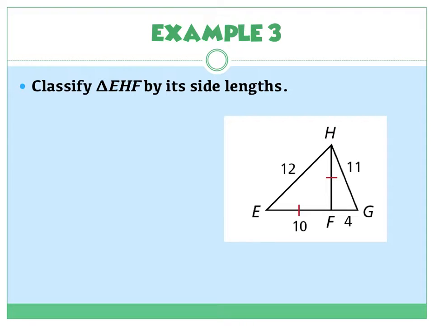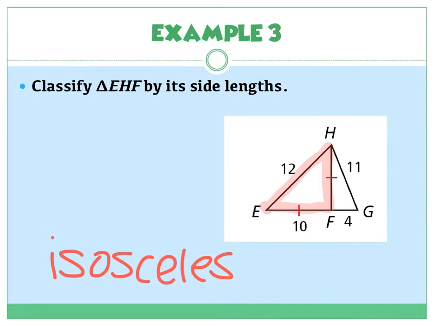Okay, so 3 is EHF. So EHF is this triangle here. How would we classify that? Isosceles. This is where you get tested on your spelling skills, right? No. As long as I can figure out what that word's supposed to be, I won't mark you wrong.